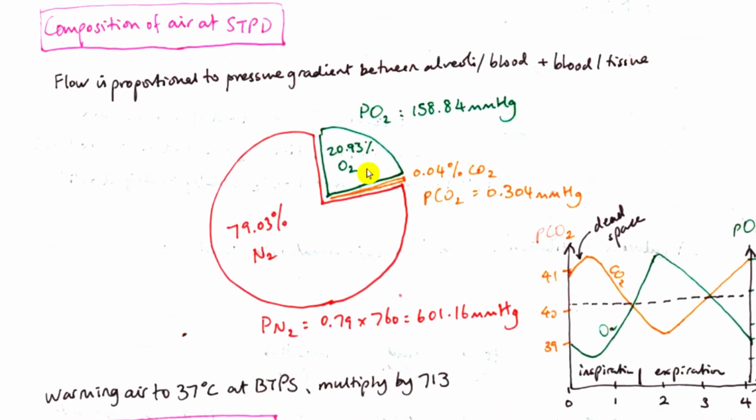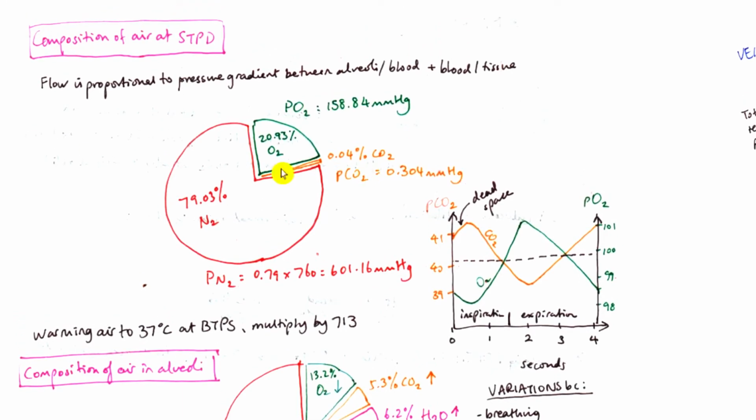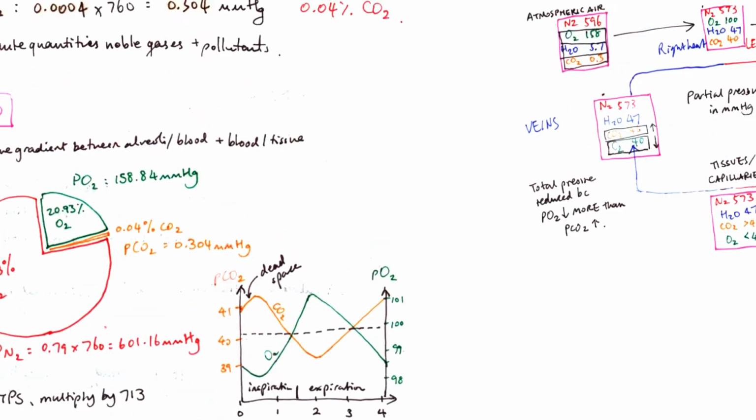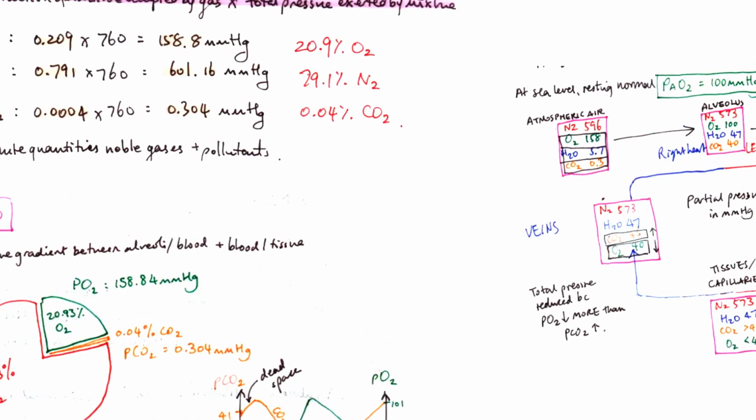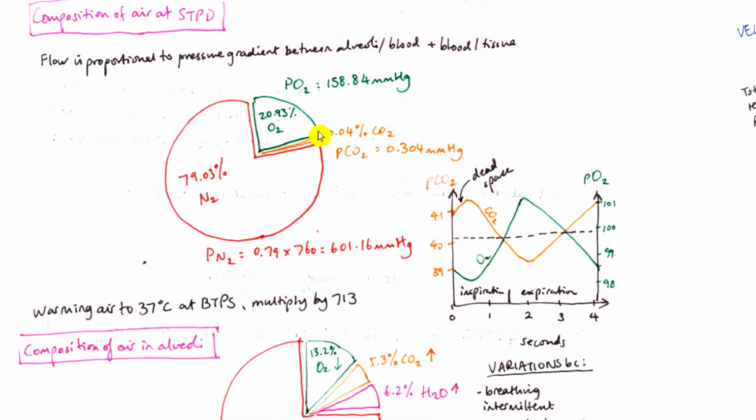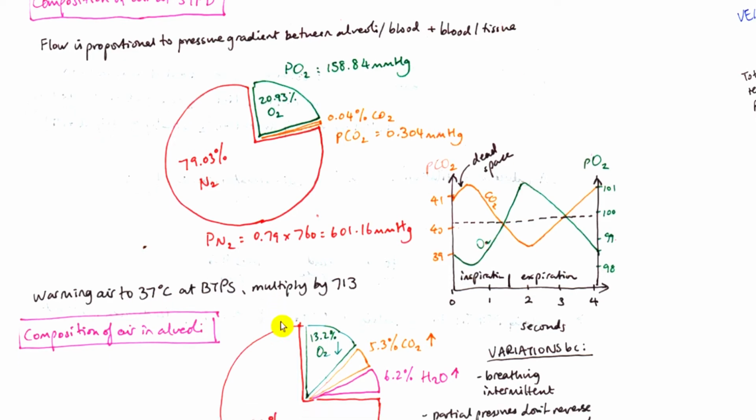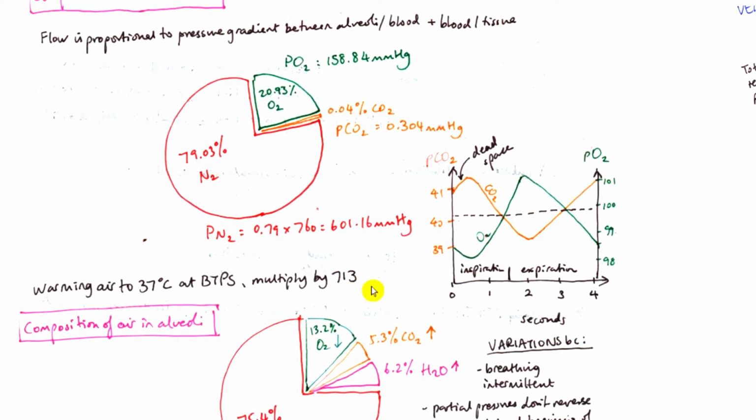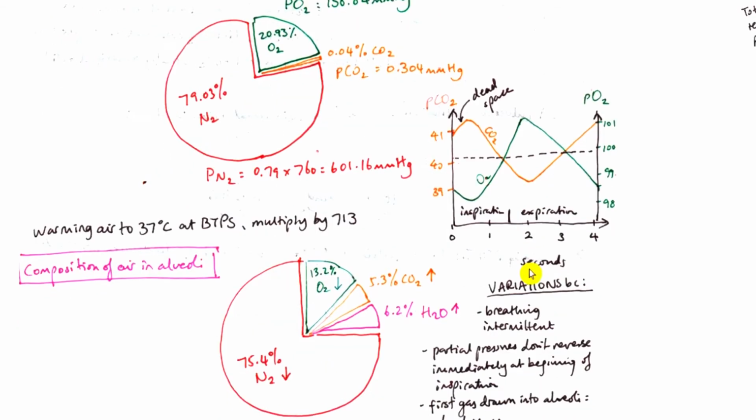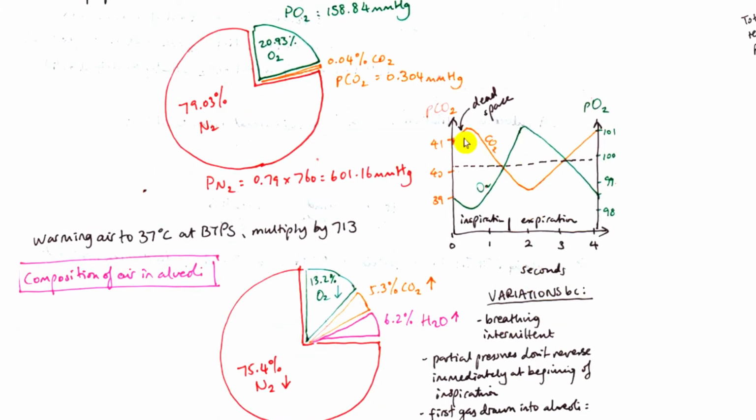Now let's have a look at the position of air in different parts of the body. So flow is proportional to the pressure gradient between the alveoli and the blood and the tissue. So the equilibrium is maintained from the alveolus to the arteries because of the flow. And as we saw, the atmosphere is about 79.03% nitrogen, about 21% oxygen, and a very small amount of carbon dioxide, 0.04%. And that's probably an exaggeration there. So warming the air to 37 degrees at BTPS, we multiply it by 713 to find the partial pressure inside the body. Now, let's have a look at how the alveolar gas composition changes as we inspire and expire.